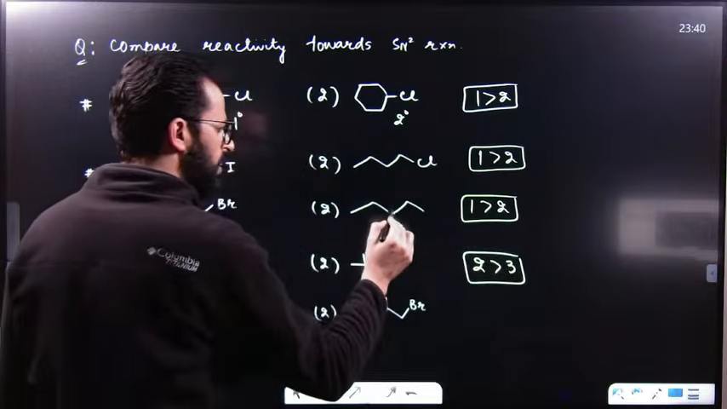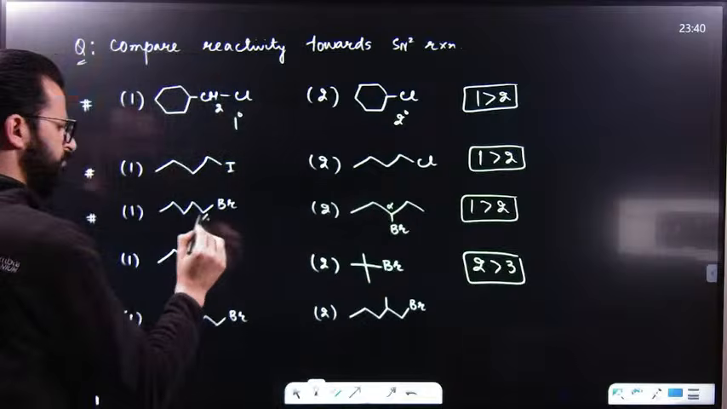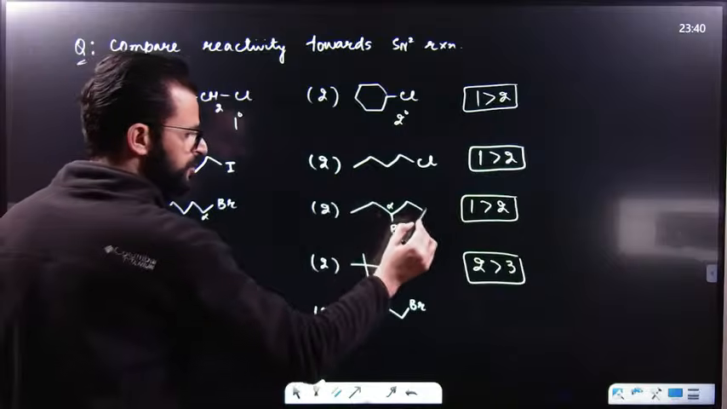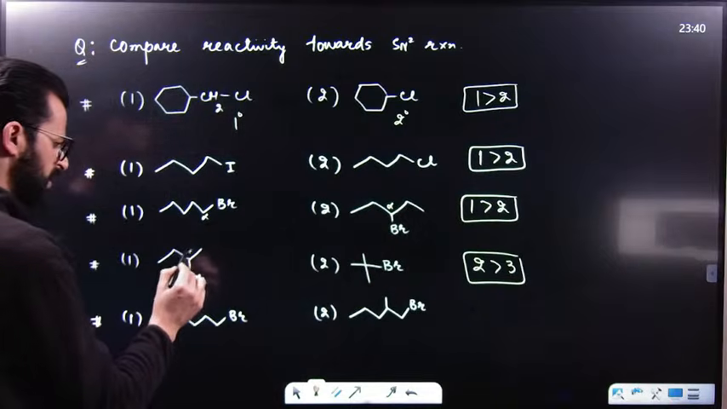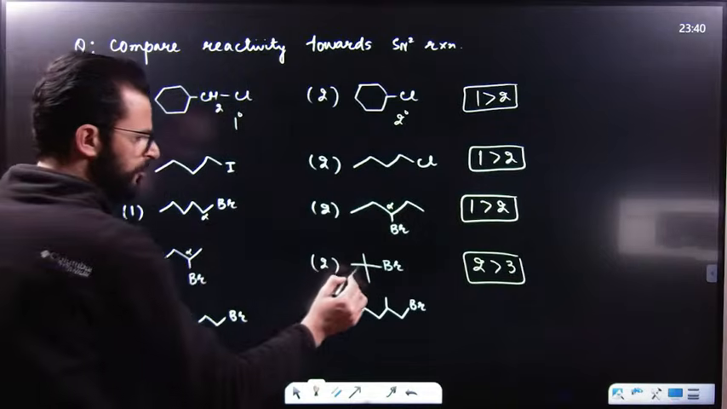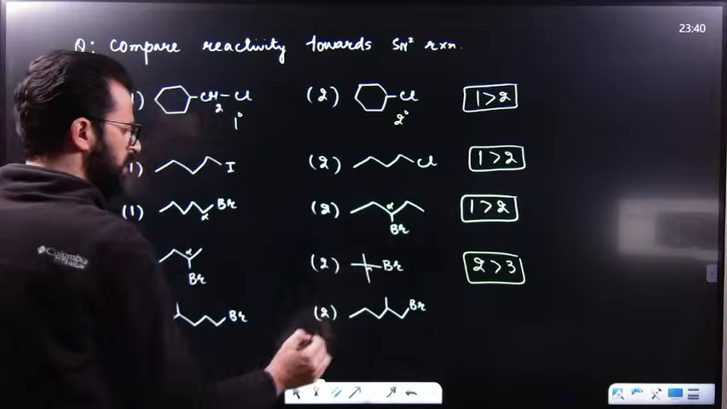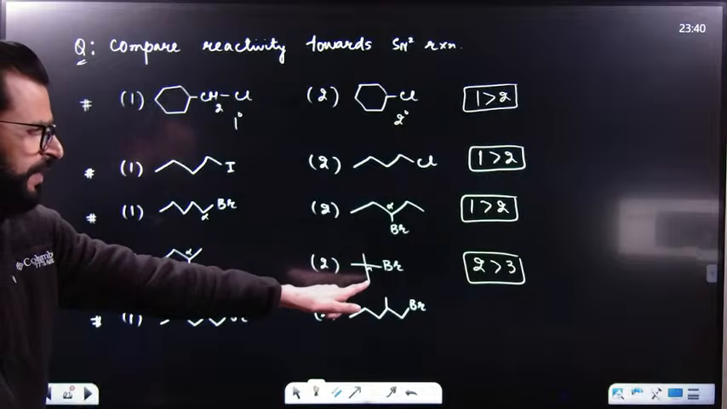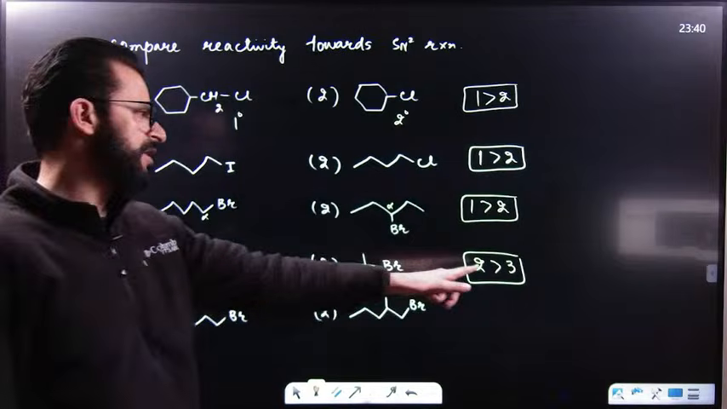Because whenever at alpha, only alkyl groups are on one side, here it's on two sides, that means secondary. So this is secondary, two sides alkyl group, and here three sides alkyl group. That means more alkyl groups are present over here. So the more the number of alkyl groups at alpha position, the lesser will be the rate of SN2.